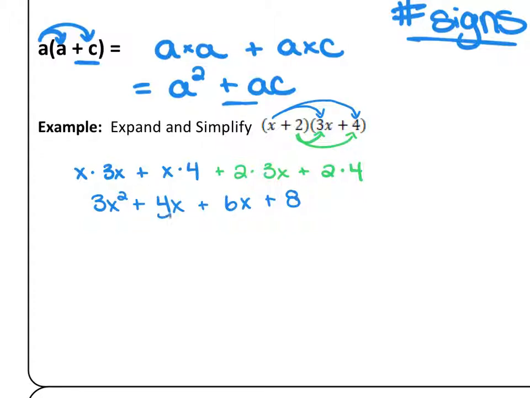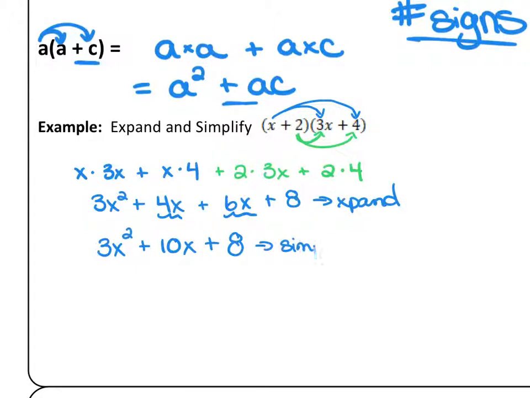And then what we'll do is we'll collect these like terms. Because they look the same, we can put them together. So 3x squared, 4 plus 6 gives us 10x, and plus 8. So this was the expand part, and here we simplified. And we simplified because we collected like terms.